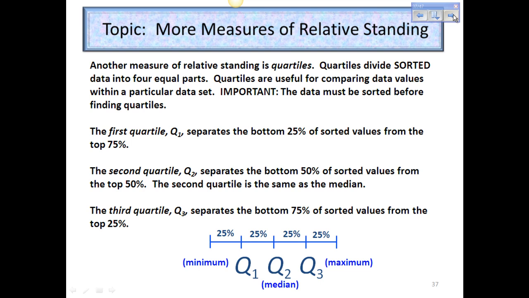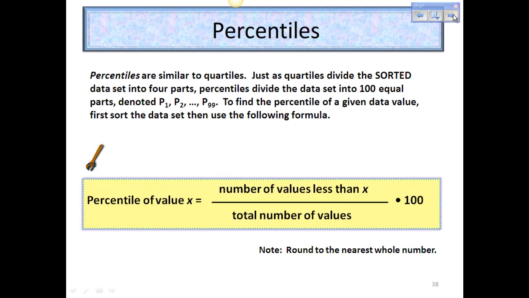So, we have a picture here, and it shows a very generalized set of data that's sorted with a minimum value and a maximum value. It's showing how Q1, Q2, and Q3 have broken it up into 4 separate pieces. Each piece is 25% of the data. Q1 gives you the bottom 25%, Q2 will give you the bottom 50%, Q3 the bottom 75%, and then you have the maximum value. And keep in mind the median and Q2 are the same value.